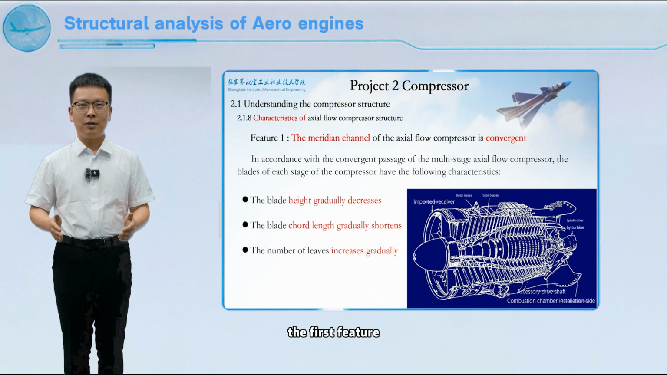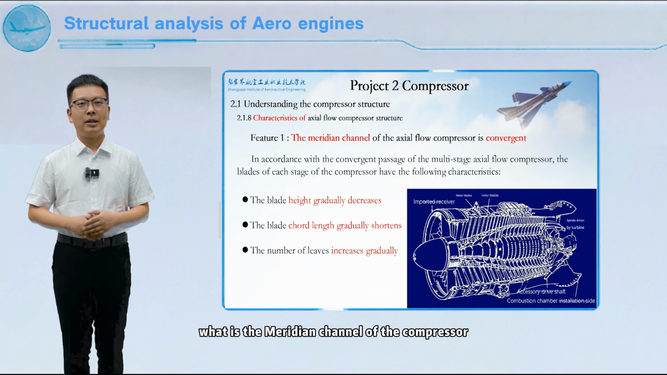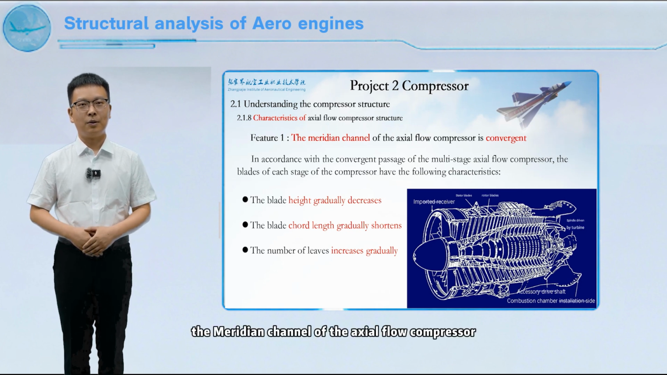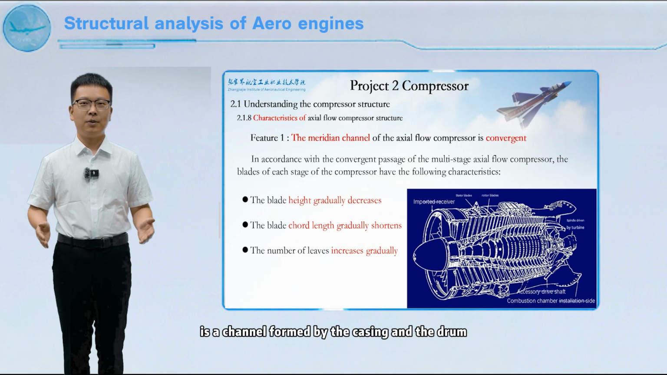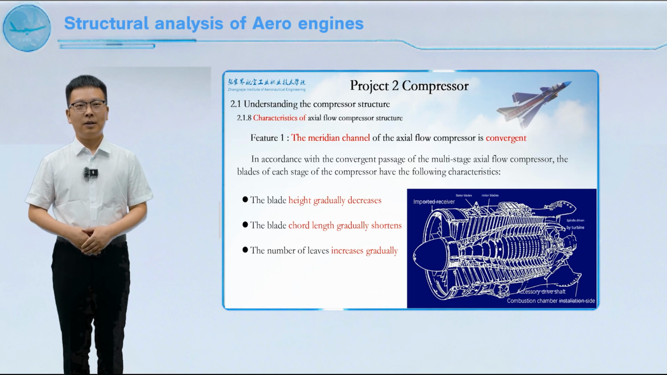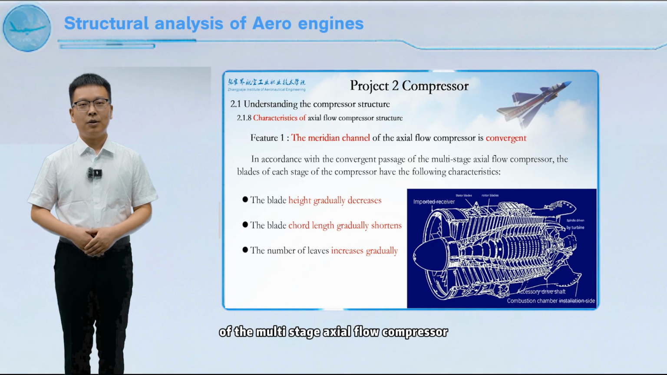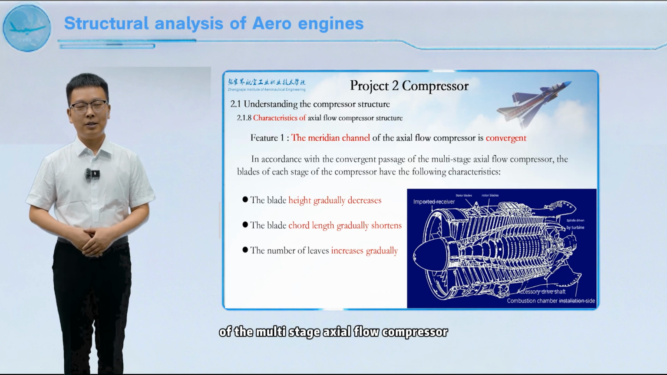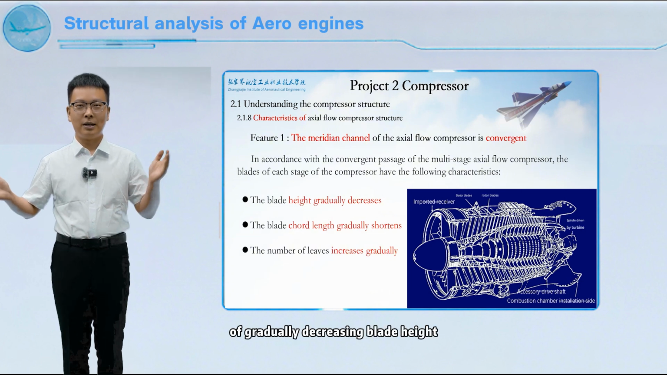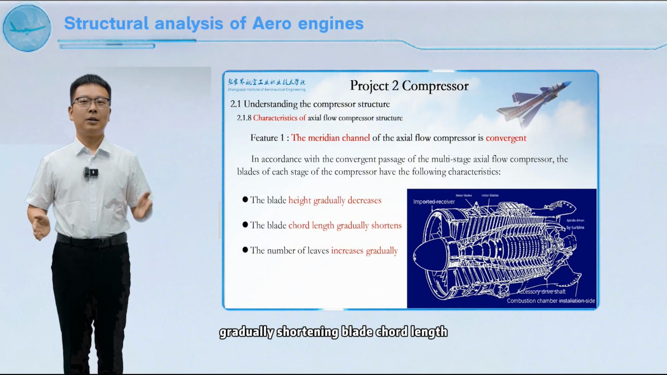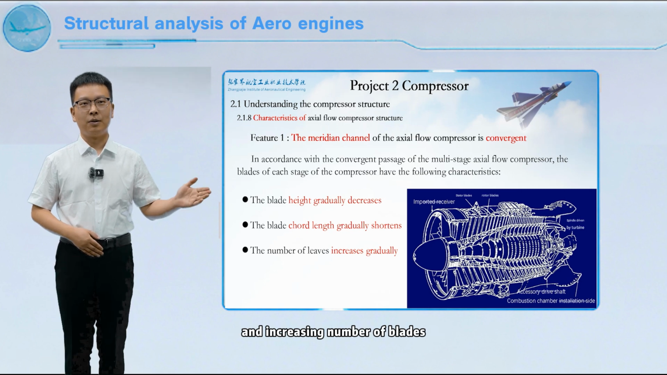Next, let's learn about the two structural features of the axial flow compressor. The first feature is that the meridian channel of the axial flow compressor is convergent. What is the meridian channel of the compressor? The meridian channel of the axial flow compressor is a channel formed by the casing and the drum. In line with the convergent channel of the multi-stage axial flow compressor, the blades of each stage of the compressor have the characteristics of gradually decreasing blade height, gradually shortening blade chord length, and increasing number of blades.